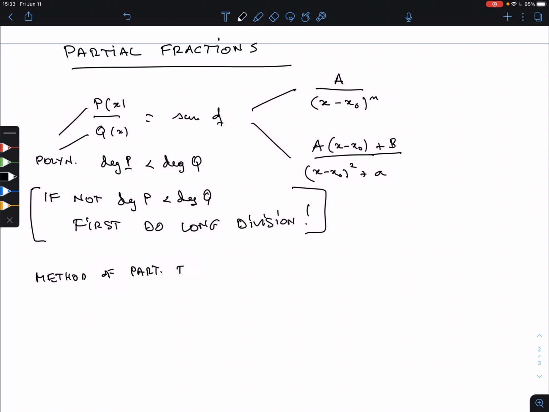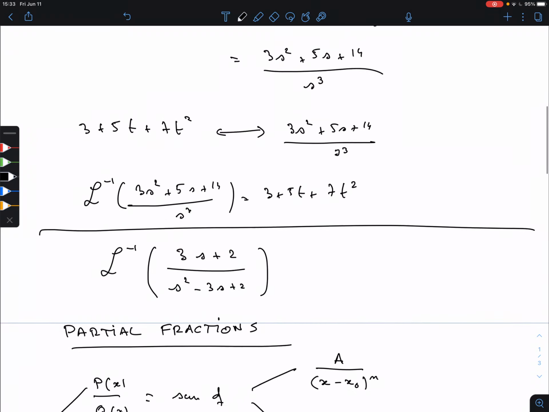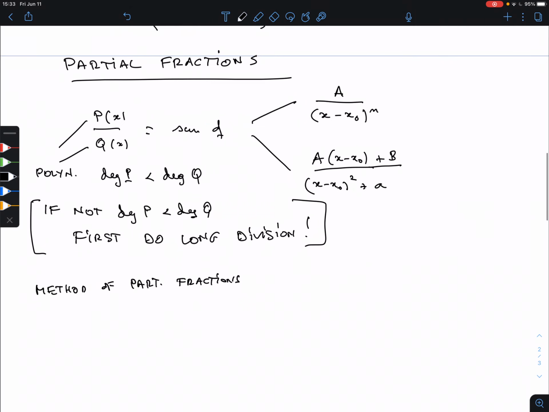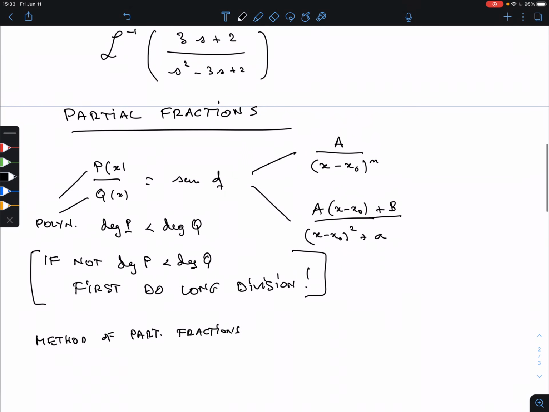And I urge you to go back to your calculus book to see how this goes, because there are different steps here. We will do one of each, but I'm just going to do the method. I'm not going to explain the whole method again to you. Although there's one thing, let's do this on this particular example here: 3s plus 2 over s squared minus 3s plus 2.